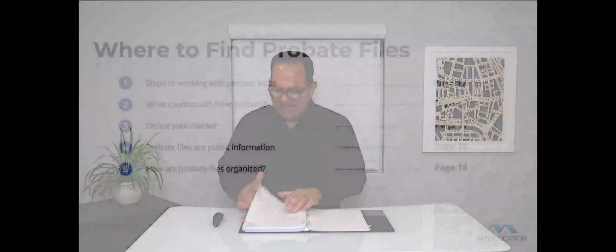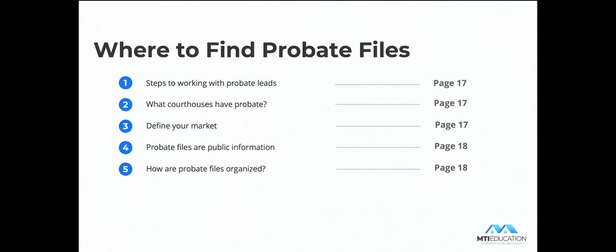All right. Now, how are probate files organized? The probate case is filed at the county of the decedent's primary residence. Remember, I mentioned this already. Probate files are organized by case number or by case name, similar to a library system. If you have a case number, that's great. If you don't, you can use the name of the deceased person, if you know it.